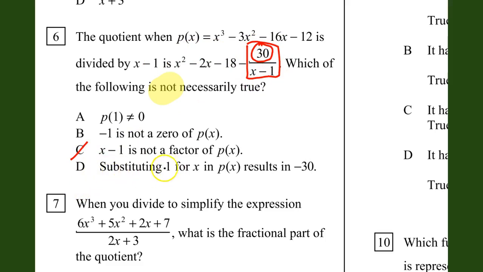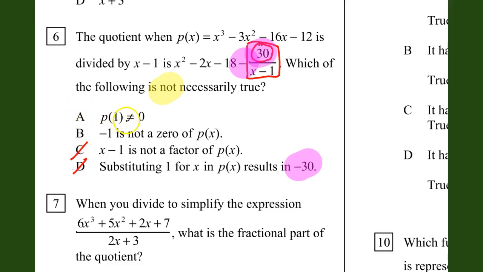We substitute 1 in for x, p of x results in negative 30. This is true because the negative 30 they're talking about is right here. That's the remainder we got. So that's definitely true. So that can't be it, right? And we're left with these two.